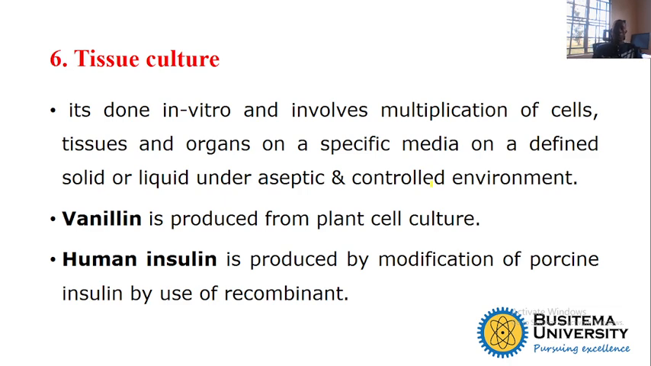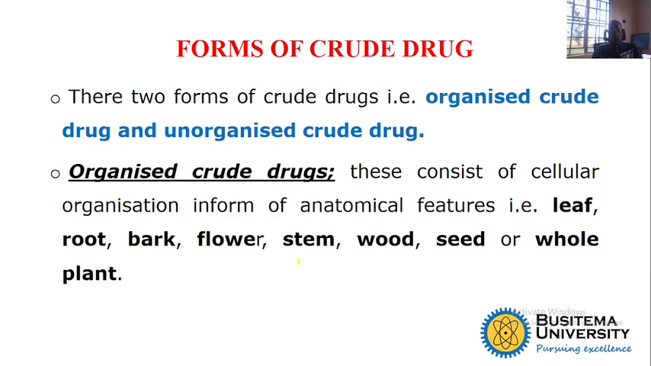The other source of natural drugs is what we call tissue culture. With tissue culture, we obtain various parts of either plants or animals, then multiply them within the lab. We always do what we call DNA recombinants, so that we can obtain certain drugs. An example is vanilla. With vanilla, we obtain a drug that we call vanillin. Human insulin being obtained from porcine, or pigs, is a result of using DNA recombinants. And tissue culture is also another source of natural drugs. Those are all the forms of natural drugs.